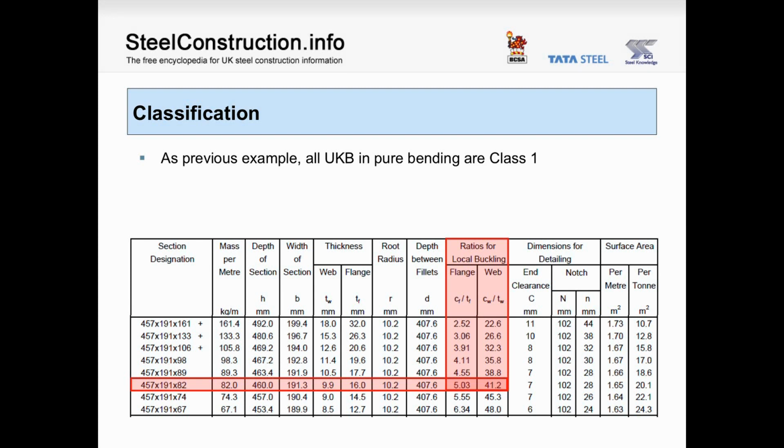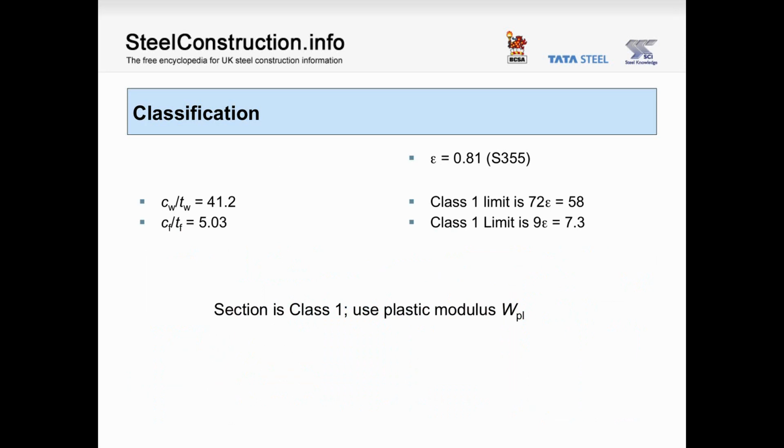For the flange 5.03, for the web 41.2. According to the Eurocode, for the web the class 1 limit is 72 epsilon, which is 58. Our actual ratio is 41.2, so as expected the web is class 1. The limit for the flange is 9 epsilon, which is 7.3. Our actual ratio is 5.03. So, as expected, the flange is class 1.